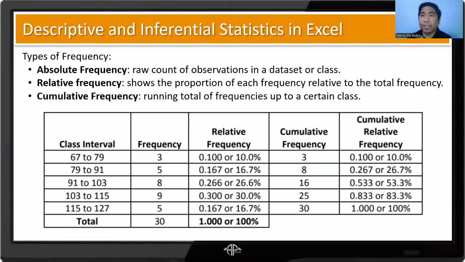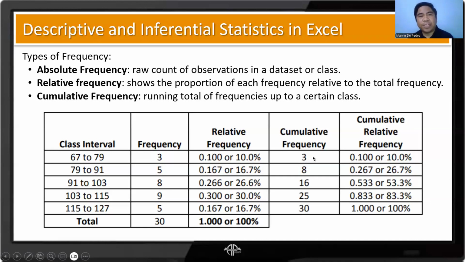This is important. We can do this as part of our data pre-processing stage. Okay. Another thing, we have the cumulative frequency.